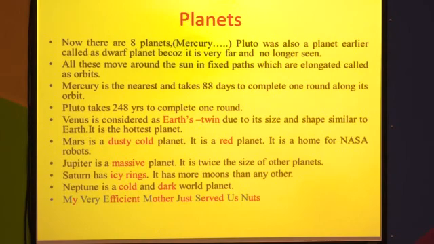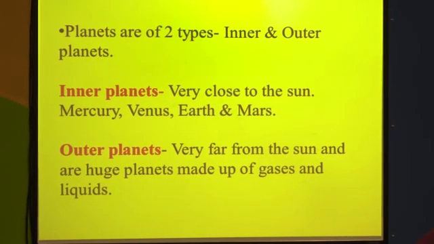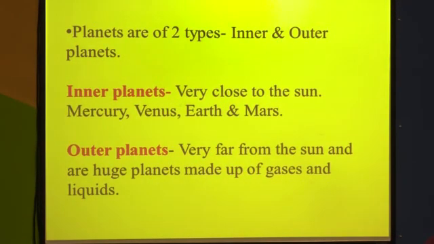Then I have told you one important line which you should remember to identify these planets: my very efficient mother just served us nuts. So this was the sentence which I told you last time to remember. Again I have explained to you about the 2 types of planets, that is inner planets and outer planets.